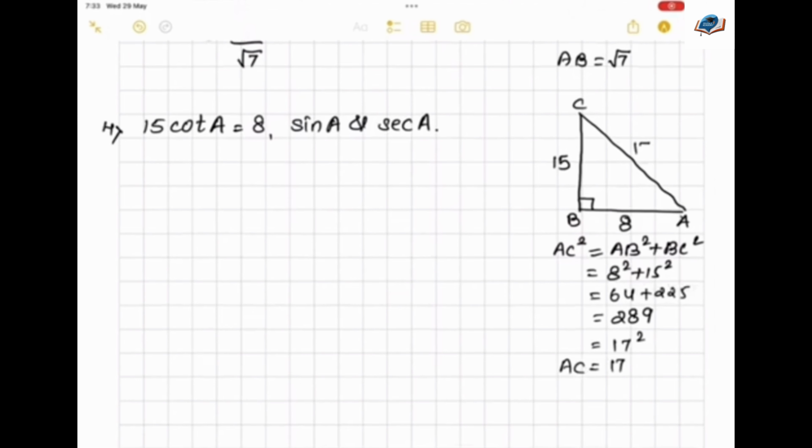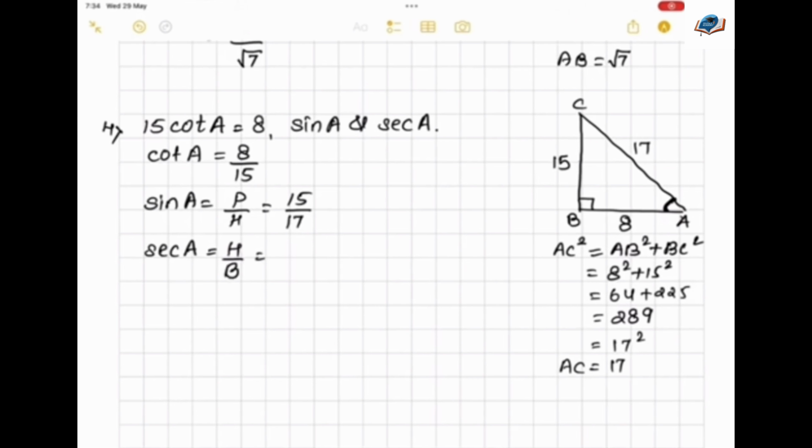Now all the three sides we have got. Now cot A will be equal to 8 upon 15. Now I have to find sin A. So sin A equals opposite, that is perpendicular upon hypotenuse. So that is 15 upon 17. And sec A, that will be the opposite of cos, so hypotenuse upon base. So that will be 17 upon 8.